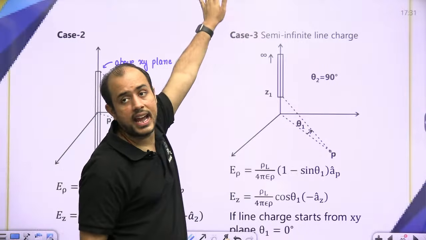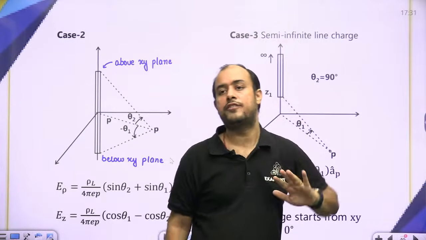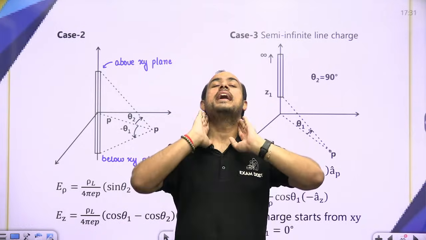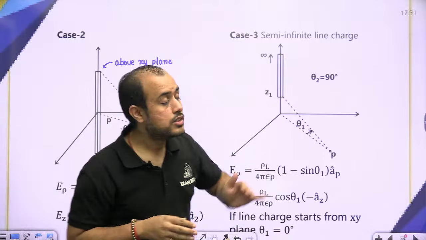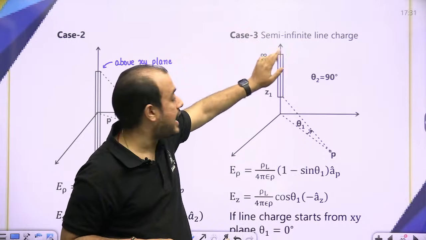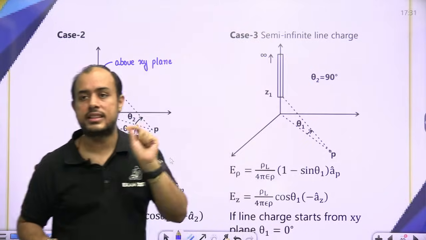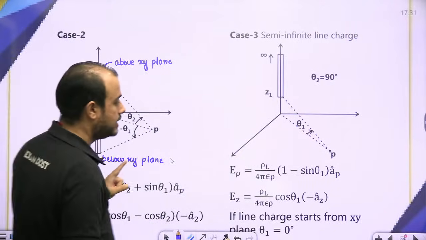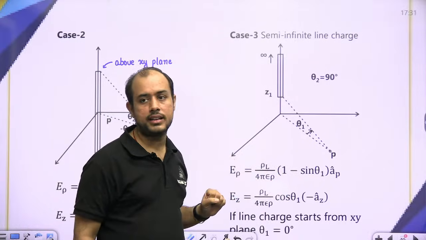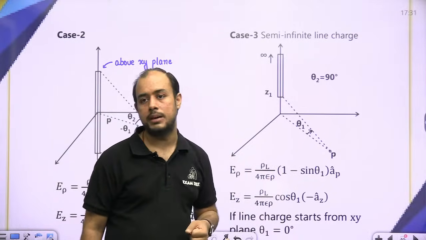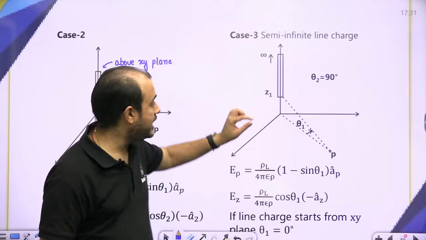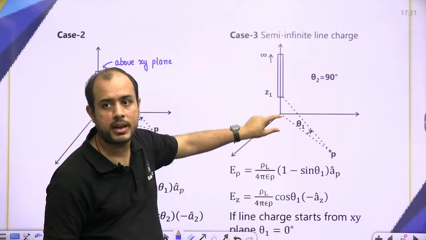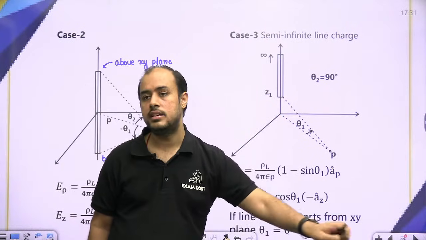Now if one end of the charge goes up to infinity, now beta, when you see a very tall building, your neck will bend by 90 degrees. So when it goes up to infinity, the angle will be 90 degrees for that particular end. The angle of that end will be taken as 90. So sin θ2 will become 1 and cos θ2 will become 0. Okay? And if this point lies in the XY plane, the charge is starting from the XY plane, θ1 will be 0.